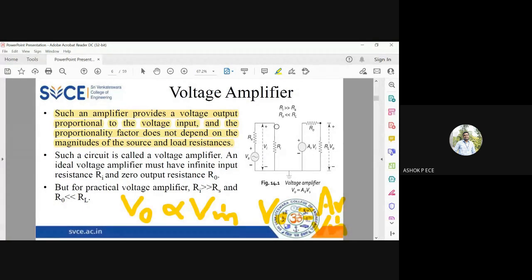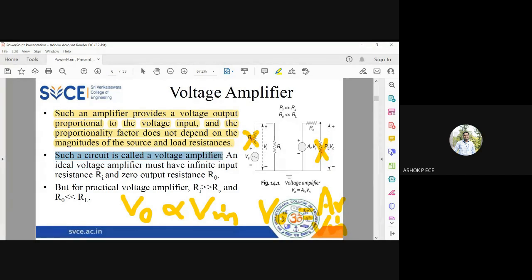The gain should be constant and should not depend on RS and RL. Whatever source and load resistance you put, gain should be constant. For an amplifier, it should be independent of source resistance and load resistance. Such an amplifier is called a voltage amplifier.